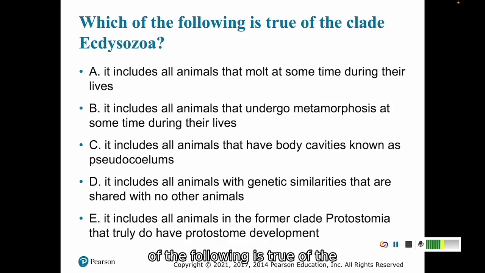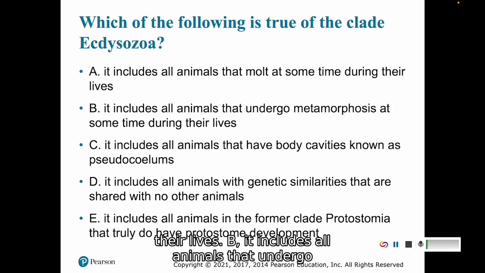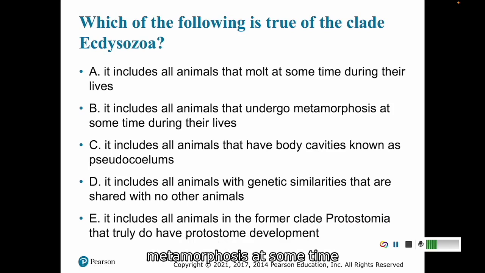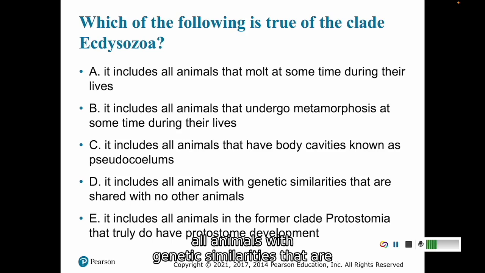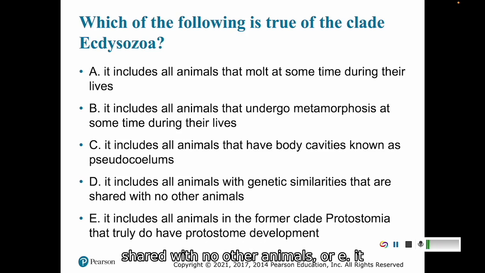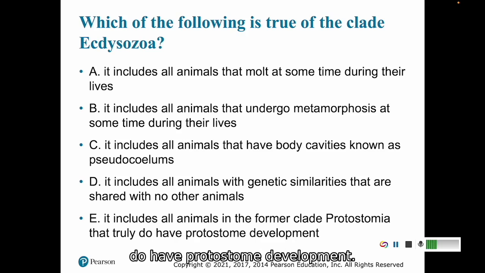Okay, which of the following is true of the clade Ecdysozoa? A, it includes all animals that molt at some time during their lives. B, it includes all animals that undergo metamorphosis at some time during their lives. C, it includes all animals that have body cavities, known as pseudocoeloms. D, it includes all animals with genetic similarities that are shared with no other animals. Or E, it includes all animals in the former clade Deuterostomia that truly do have protostome development.